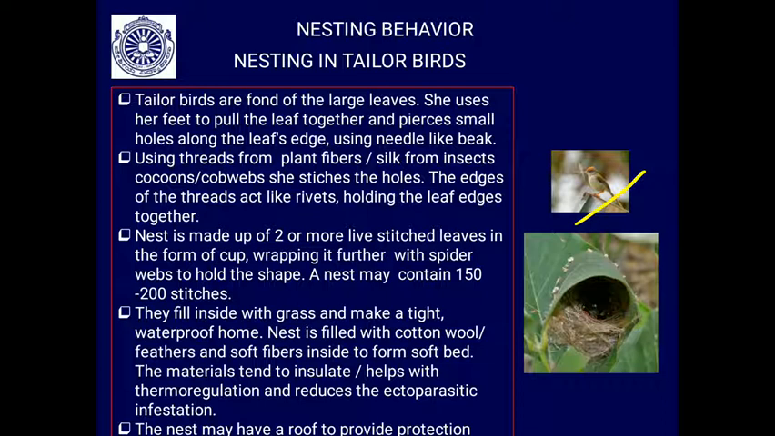She further strengthens the outside, sometimes with the help of spider webs, and the nest is strong. A nest may contain 150 to 200 stitches. They fill the inner part of the nest with grasses, and it makes a tight, waterproof home for her young ones.